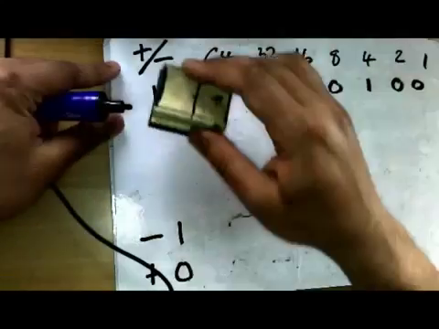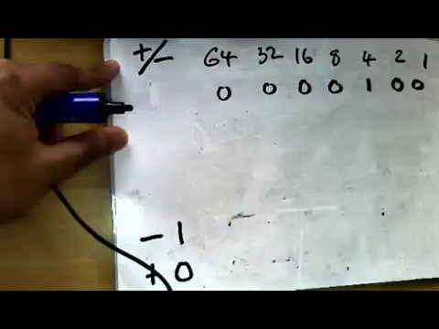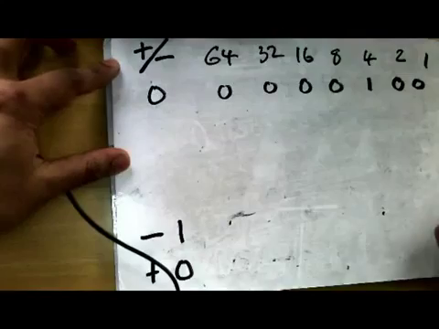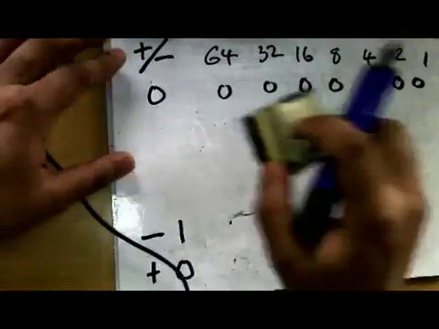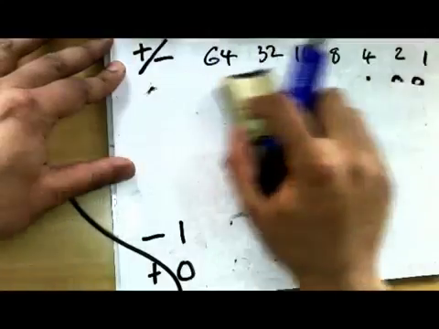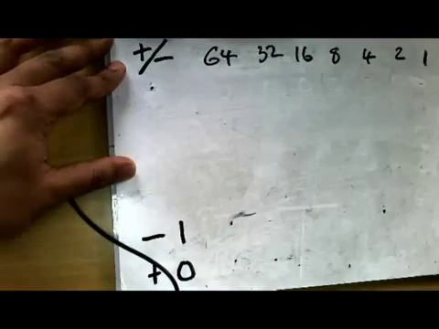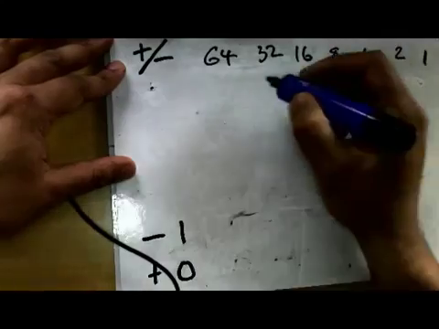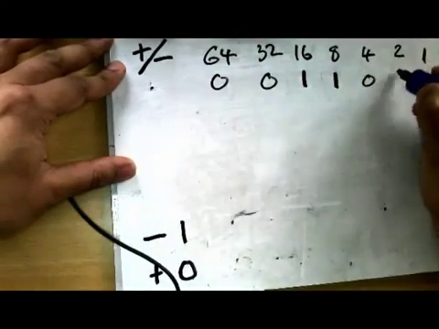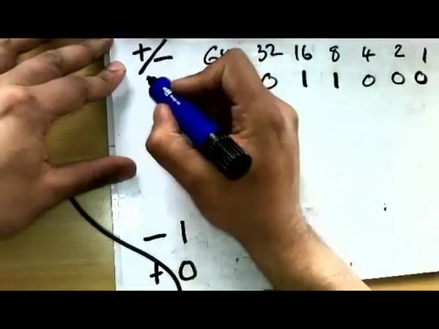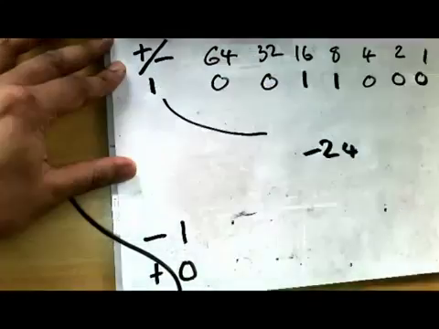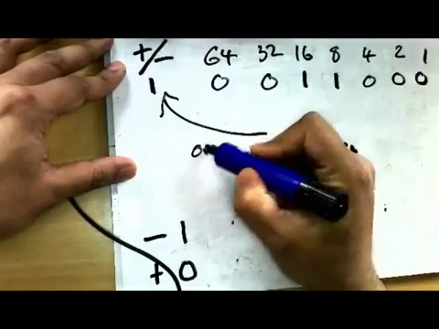If I decided to represent a positive 4, all that would happen is the sign bit would change to 0, and now we have a positive 4. In the same way, if I wanted to represent minus 24, I need to make 24, and just to let the computer know that this is a minus 24, the sign bit is switched on.